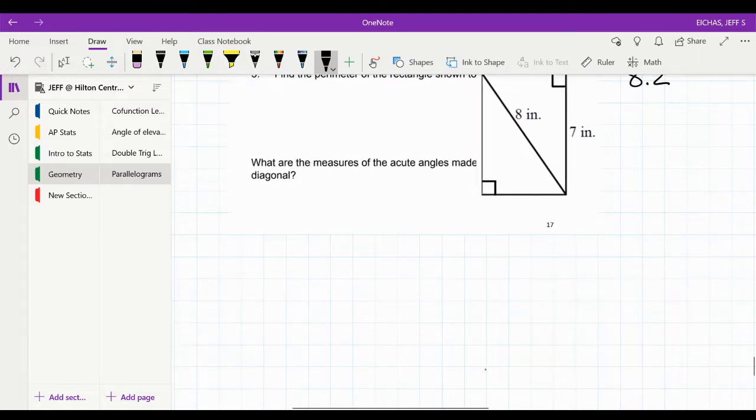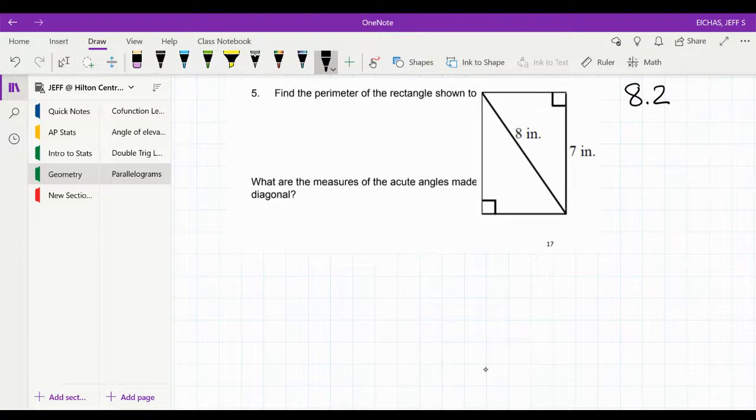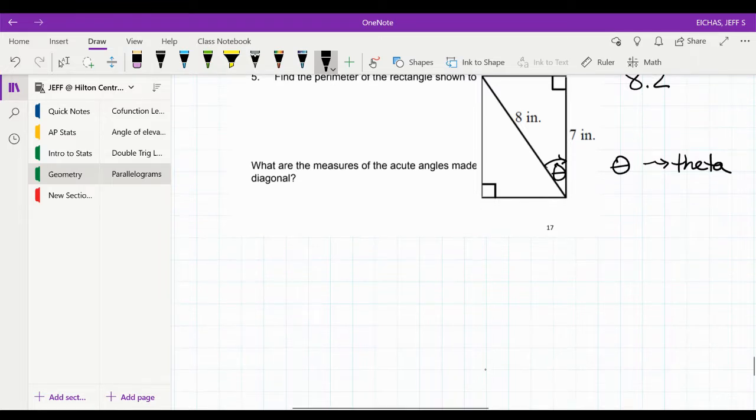you. Now, what we have is we want the measure of the acute angles made by the diagonal in this case. So the diagonal is 8 inches long and the side length is 7 inches long. Basically, what we want to do is find that. We're going to call it theta. We usually call missing angles theta back when we talked about trigonometry. So we're going to continue to do that. This is a trig problem.